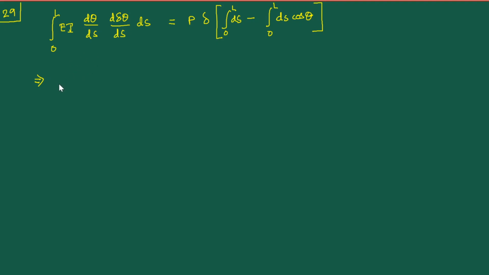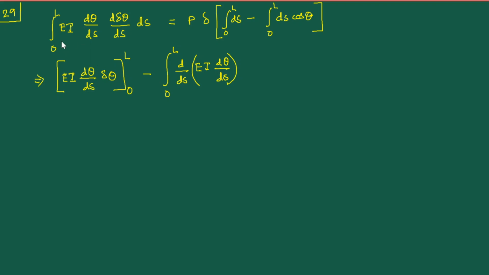On this left hand side, we are again going to carry out an integration by parts. That leaves us with this delta theta in this boundary terms minus the integration 0 to L of d/ds of EI d theta/ds, that's the differentiation on the first bit, and then we have this delta theta. So this is my entire left hand side after the integration by parts.